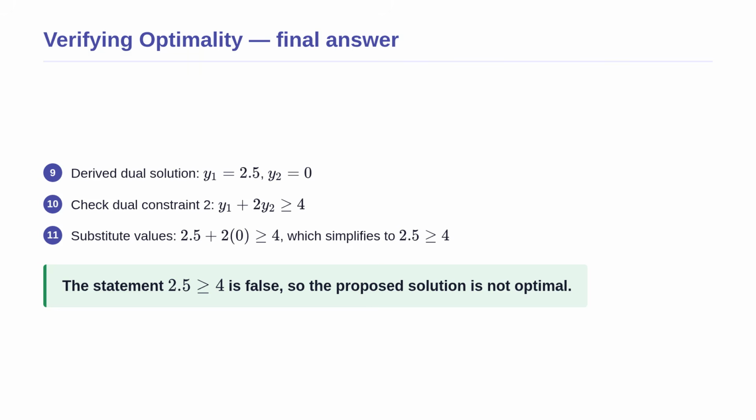To verify if it is valid, we must check it against the remaining dual constraint. When we substitute our calculated dual variables into this specific inequality, we get the mathematical statement that 2.5 is greater than or equal to 4. This is obviously false. Because the derived dual variables violate a fundamental dual constraint, the dual solution is infeasible. Therefore, the proposed primal solution cannot possibly be the true optimal solution.